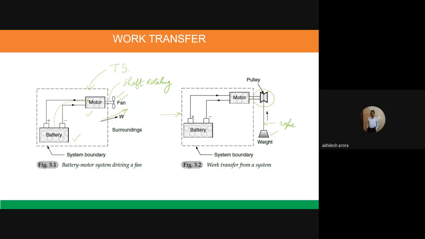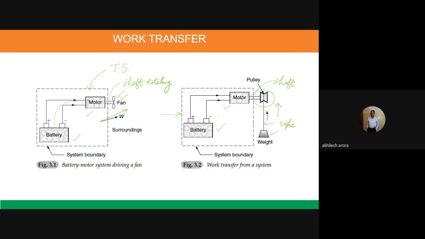Okay, so when this shaft rotates, when we supply the current from the battery, the shaft will rotate and the pulley will be moving. When the pulley is rotating, it will be able to lift the weight. So that means this system which we are considering, comprising a battery and a motor, is capable of raising a weight. This is basically the definition of work transfer in thermodynamics.